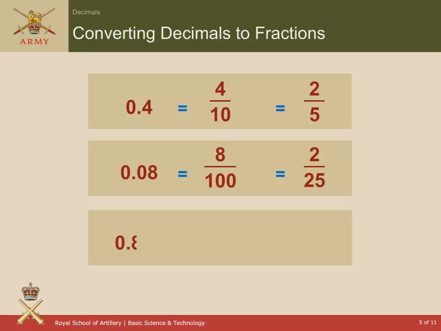And finally, we've got 0.875. We wish to convert that to a fraction. The rule is, as before, write down 875. We've got three places of decimal, therefore we write 1 followed by 3 zeros and reduce it to its lowest form, which gives us 7 over 8, or 7/8.